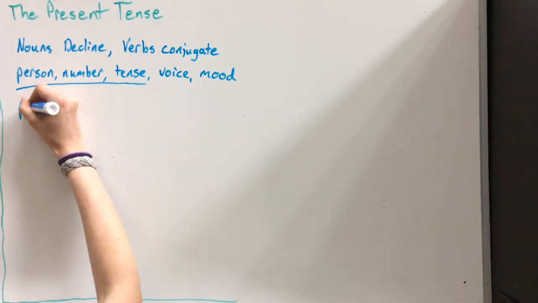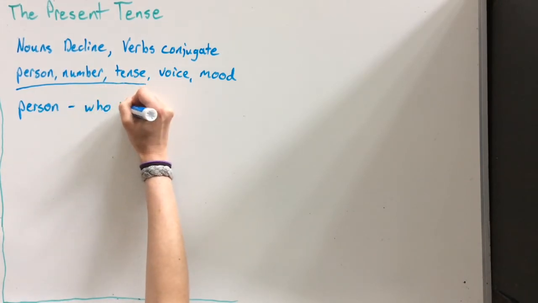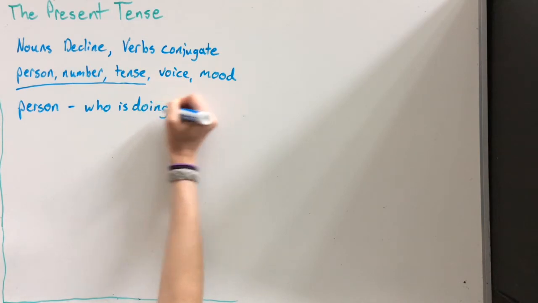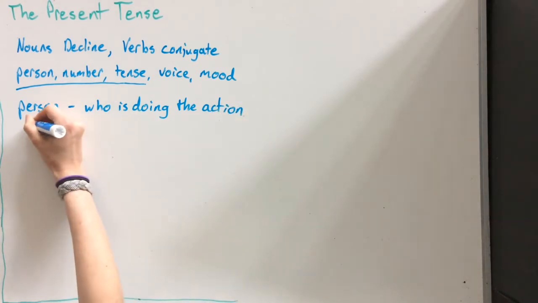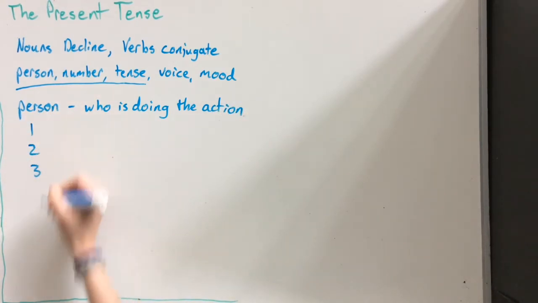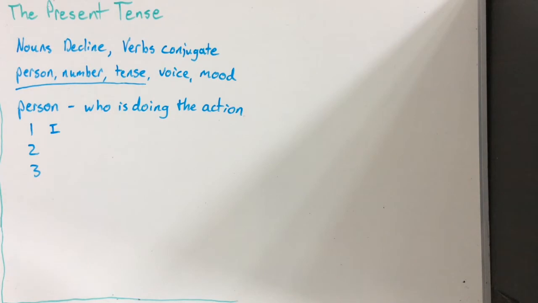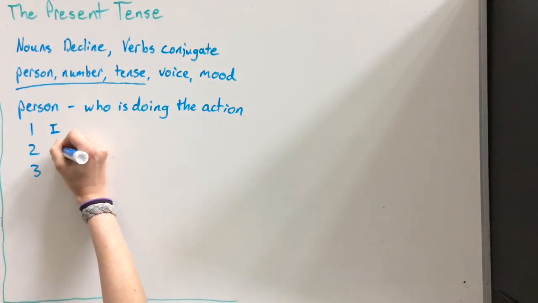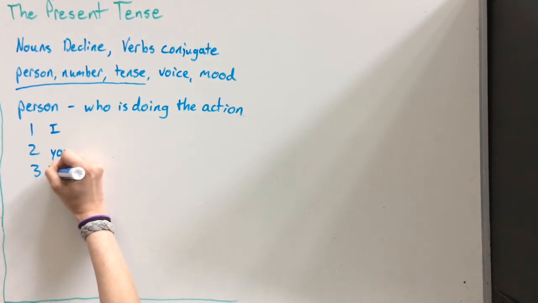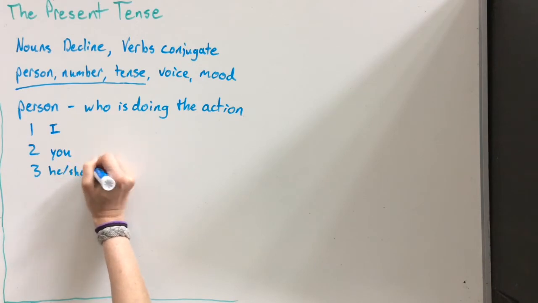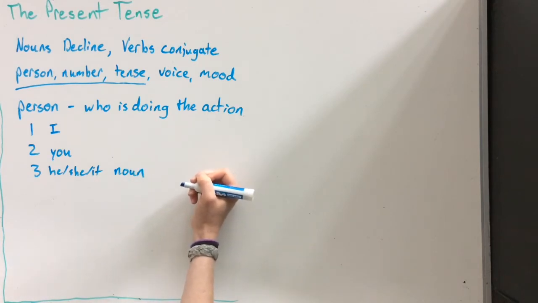Now, verb person expresses who is doing the action. And there are three verb persons that we use. First person is I. So, for example, I am teaching a lesson. Second person is you. You are learning about verbs right now. And third person can either use the pronouns he, she, or it, or just use a noun. For example, the marker is writing on the whiteboard.